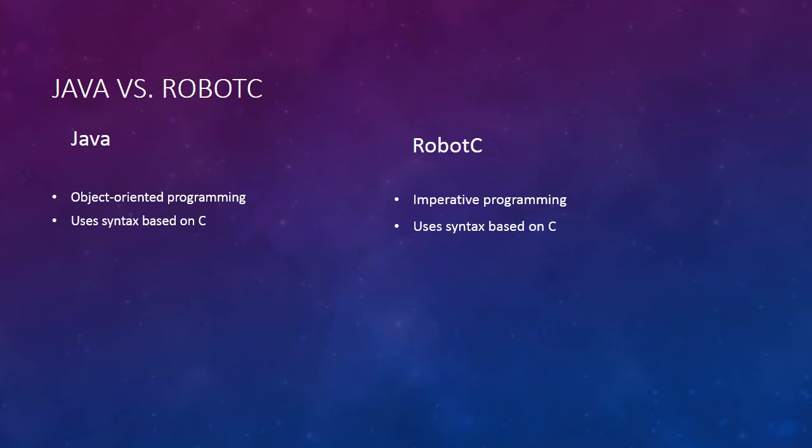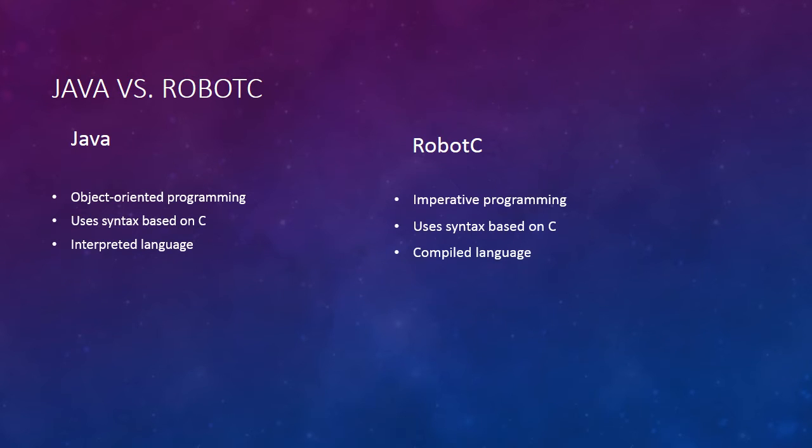They both use syntax based off of C, the programming language C, but they're still quite different, partially because Java is object-oriented, and you can't expect to write a line of code in Robot C and have it work in Java. Some code might work, but a lot of code won't.